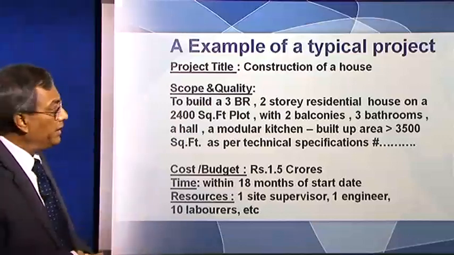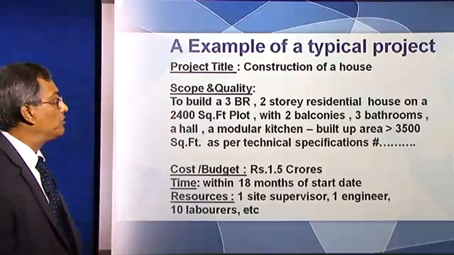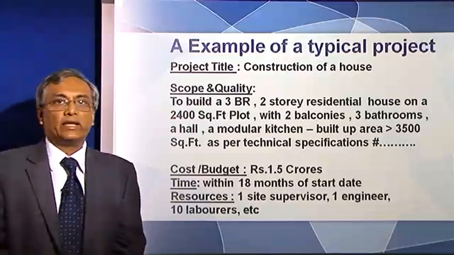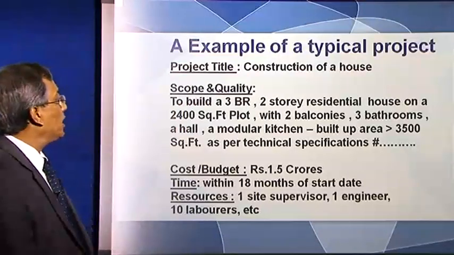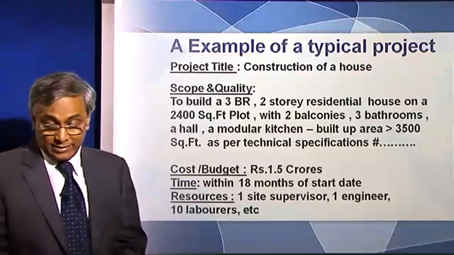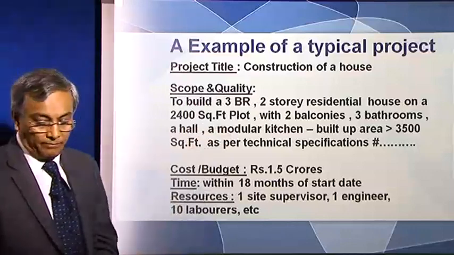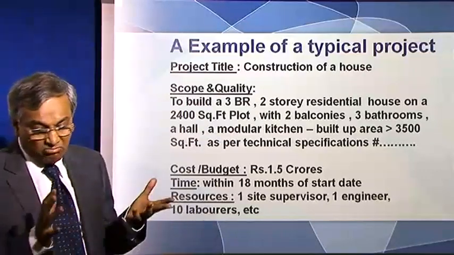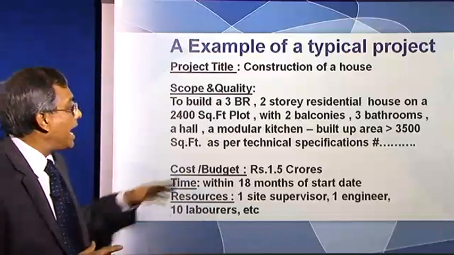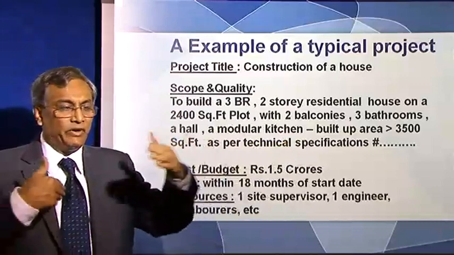What is the scope and quality? The scope, as an example, is to build a 3-bedroom, 2-story residential house on a 2,400 square foot plot with 2 balconies, 3 bathrooms, a hall, and a modular kitchen. The built-up area should be 3,000 square foot as per the technical specifications given in a specification sheet.